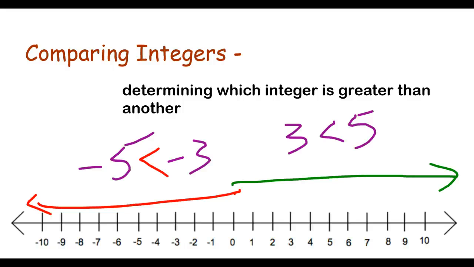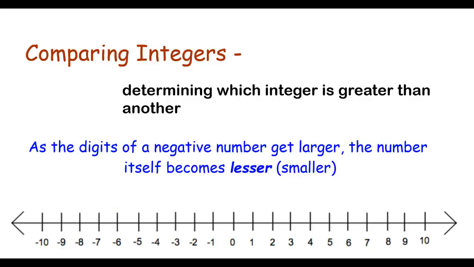Very, very large-looking negative numbers that would be greater than others on the positive side are actually lesser on the negative side, because very large negative numbers are farther to the left. And that's how we compare negative numbers with positive numbers. As the digits of a negative number get larger, the number itself becomes lesser. As the digits of a positive number get larger, the number becomes greater, but negatives work the opposite way.